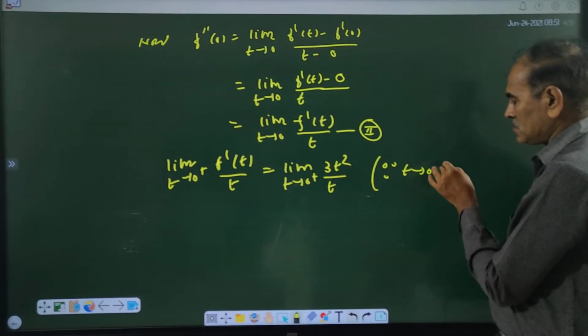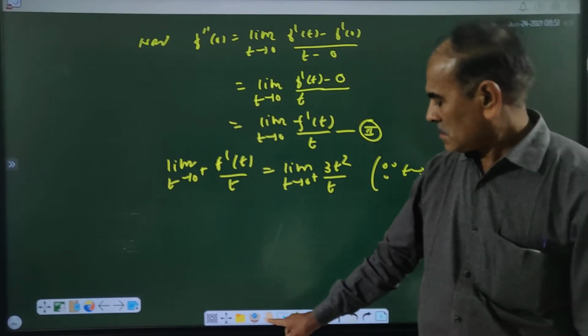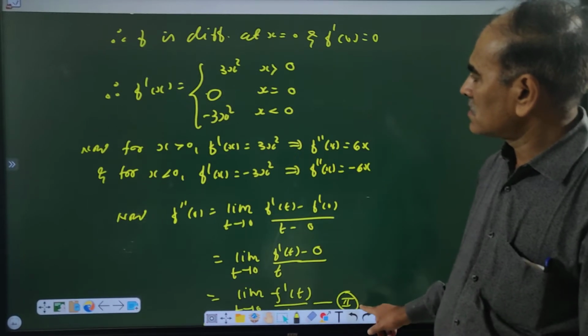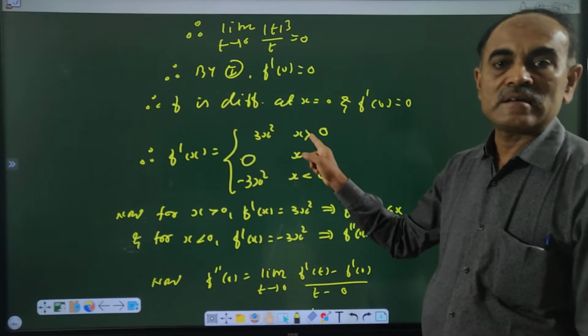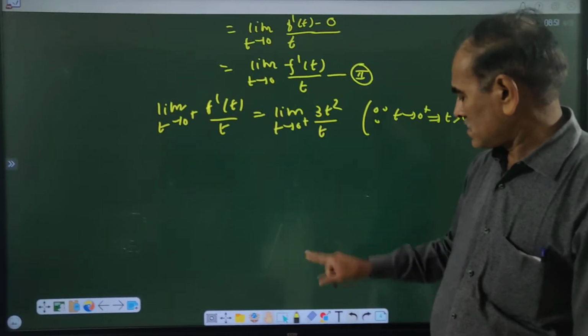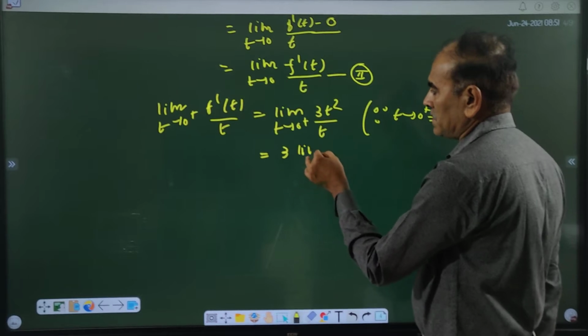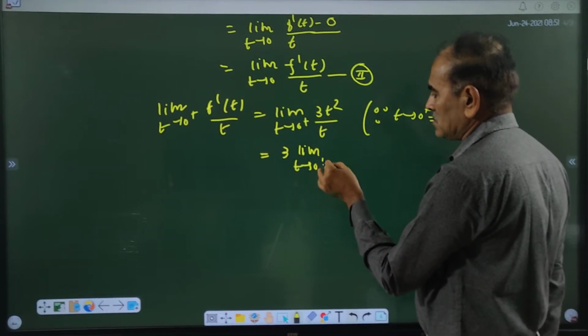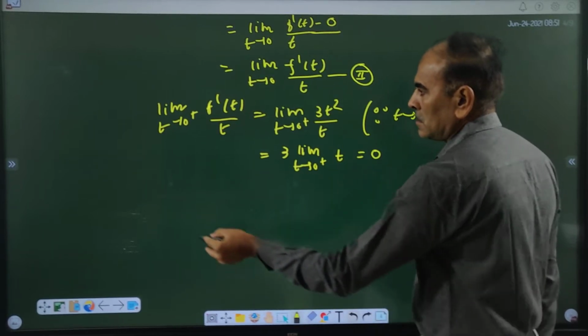t tends to 0 plus implies t greater than 0. And we know that f dash x is equal to 3x square when x greater than 0, equal to minus 3x square when x less than 0. So that is equal to what we get? 3 times limit t tends to 0 plus t. That is 0.